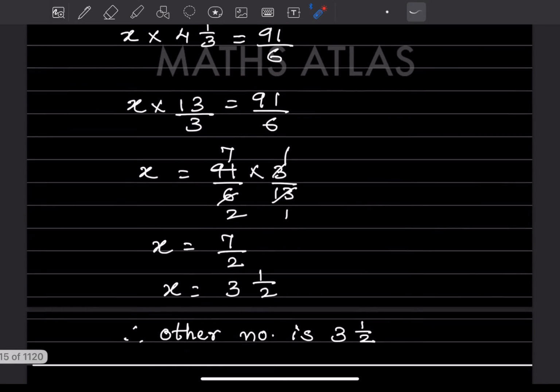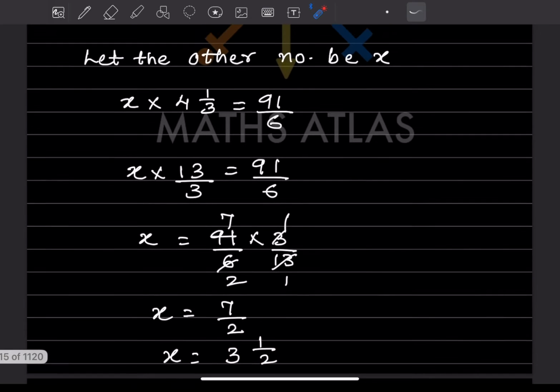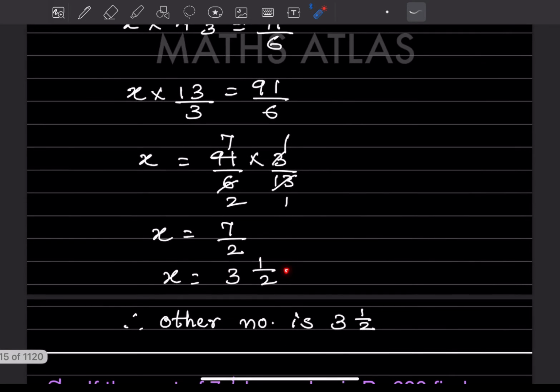So this is going to be 13 ones are, 13 sevens are, 3 ones are, 3 twos are, so that is going to be 7 by 2. Now this is an improper fraction, so we have to divide it and make it a mixed fraction. So that will be 3 integer 1 by 2. So this x we have considered was the other number. So we can say the other number is 3 integer 1 by 2.